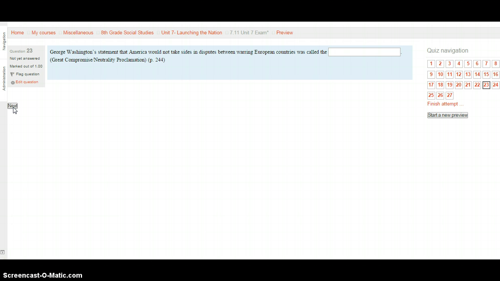George Washington's statement that America would not take sides in disputes between warring European countries was called the... Was it called the Great Compromise or the Neutrality Proclamation? Go to page 244 to look it up and hit the Next button when you found it and typed it in.